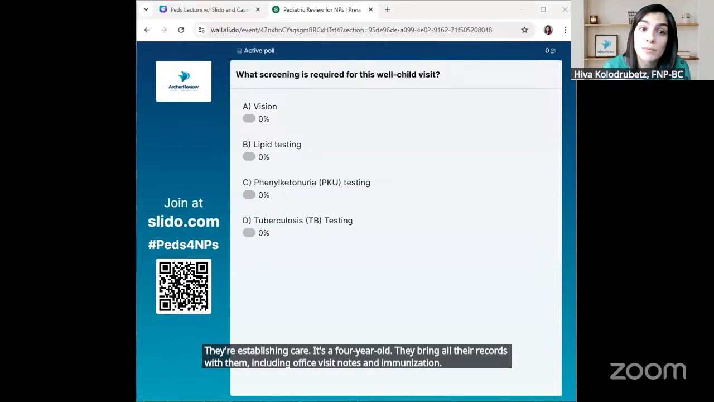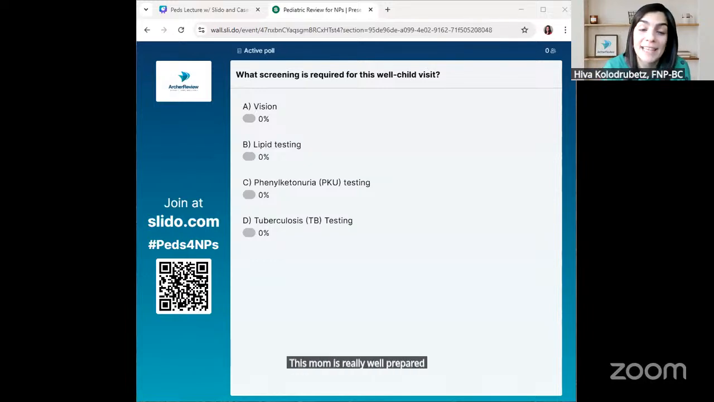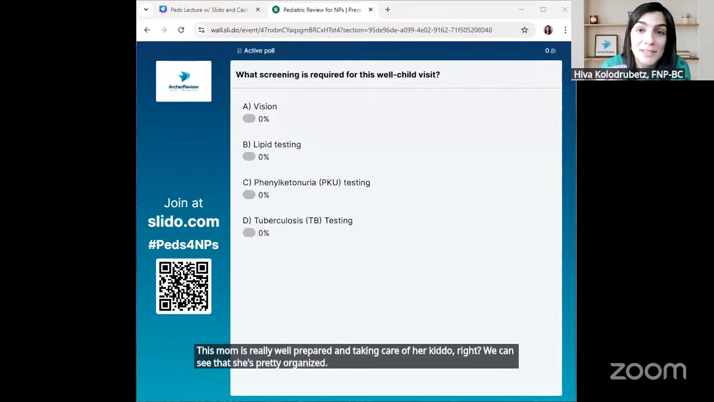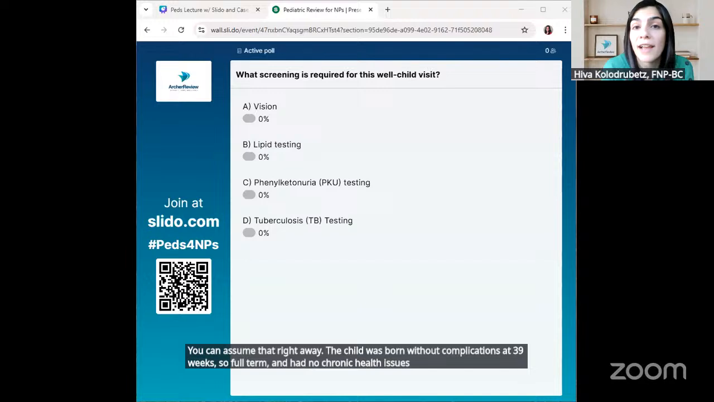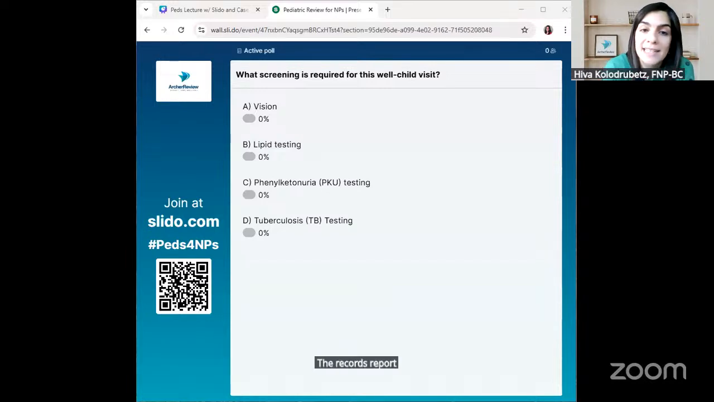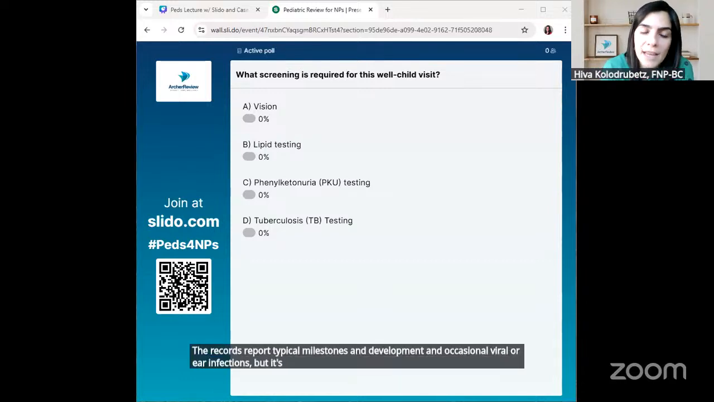So, this mom is really well prepared in taking care of her kiddo, right? We can see that she's pretty organized. You can assume that right away. The child was born without complications at 39 weeks, so full term, and had no chronic health issues. So they're telling you that this child is up to date with immunizations, born full term, otherwise healthy. The records report typical milestones and development and occasional viral or ear infections, but that's not uncommon for this age group. So they've met their typical milestones and occasionally had some viral infections, ear infections, but otherwise nothing out of the ordinary. What screening is required for this well visit?